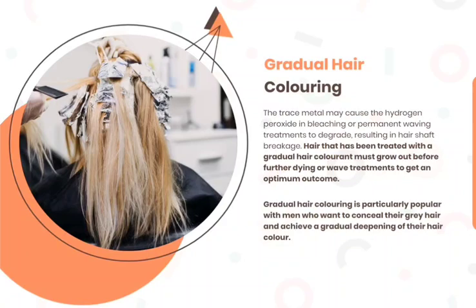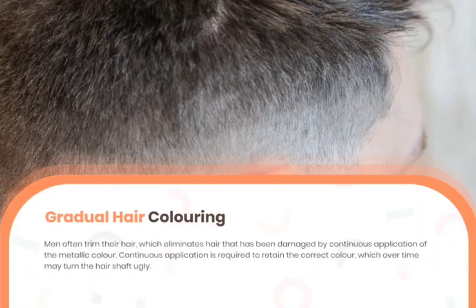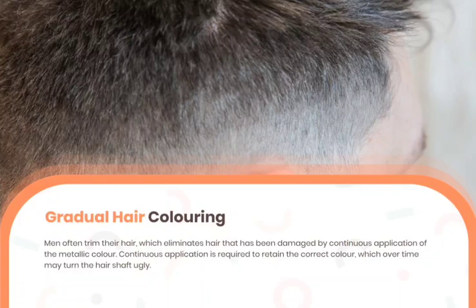Gradual hair coloring is particularly popular with men who want to conceal their gray hair and achieve a gradual deepening of their hair color. Men often trim their hair, which eliminates hair that has been damaged by continuous application of the metallic color. Continuous application is required to retain the correct color, which over time may turn the hair shaft ugly.